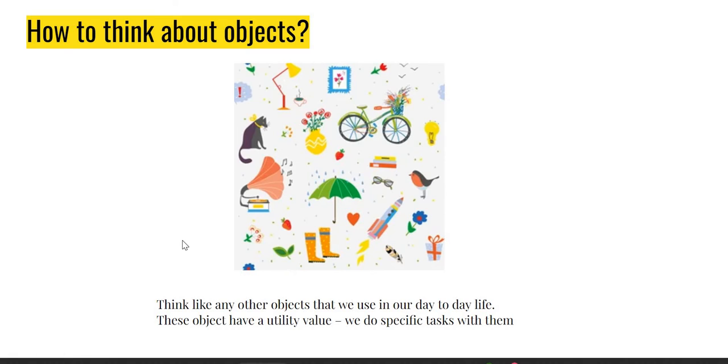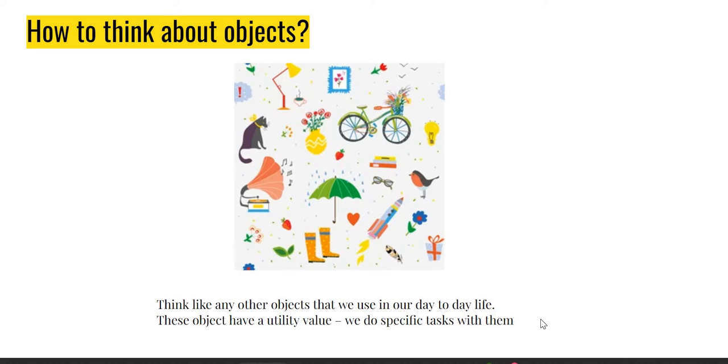So we just created a date time object, but still there's a question: how do we exactly think about these objects in the software world, or say in the world of programming? Really, think just like in our day-to-day life, we have hundreds of objects that we use. For example, shoes, umbrella, bicycle, and so on and so forth. There are literally hundreds of them. Each of these objects has a utility value. We do specific tasks with them.